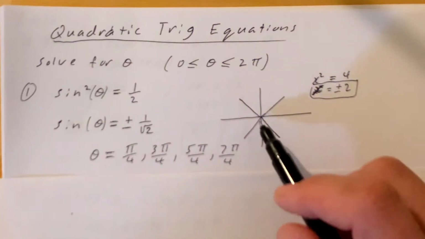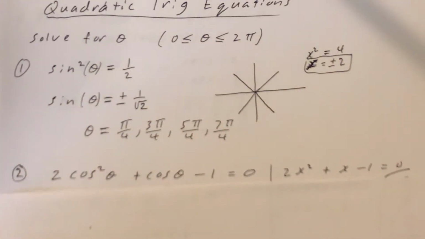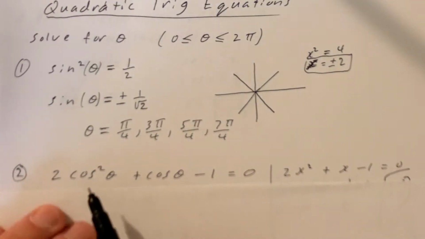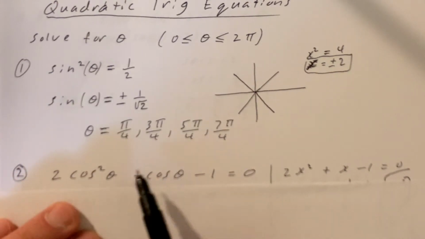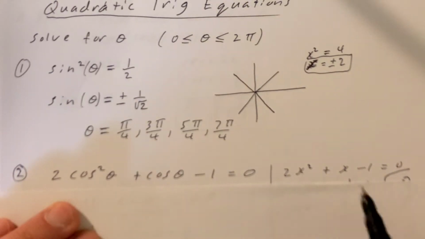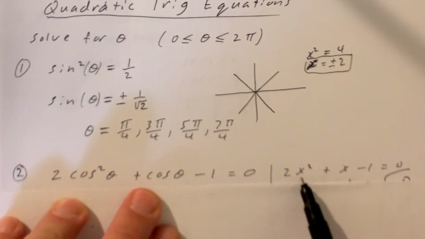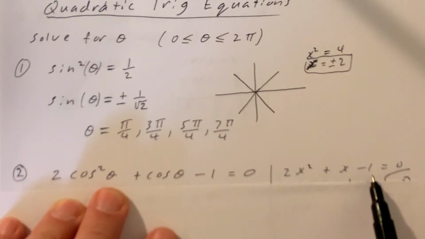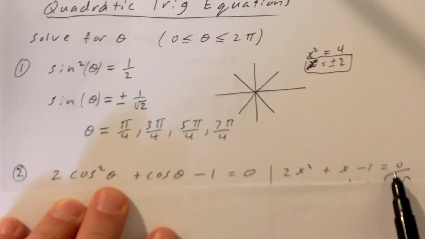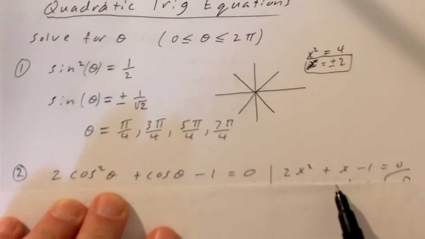Okay? Now, what about this one? So this one looks a little more difficult. So it's 2 cos squared theta plus cos theta minus 1 equals 0. So what you want to do with these is think of them in terms of polynomials. Replace the cosines with just x. So this is the same as 2x squared plus x minus 1 equals 0. To solve this, you want to factor it or use the quadratic formula.